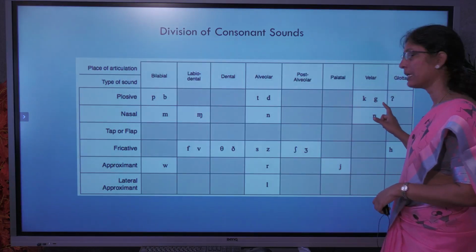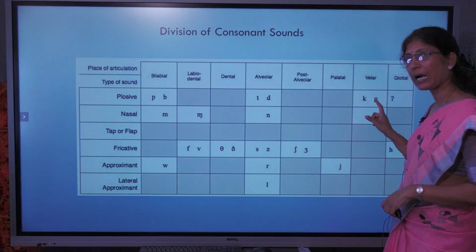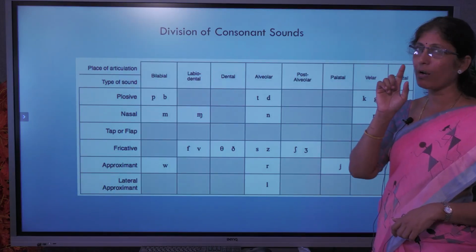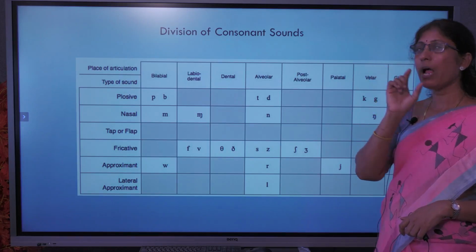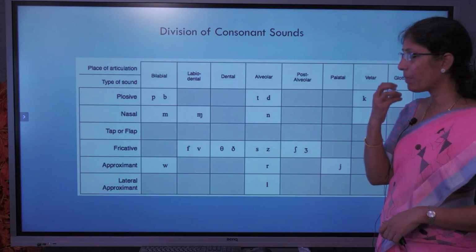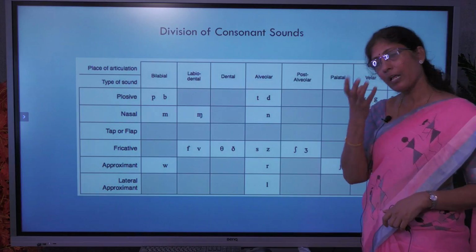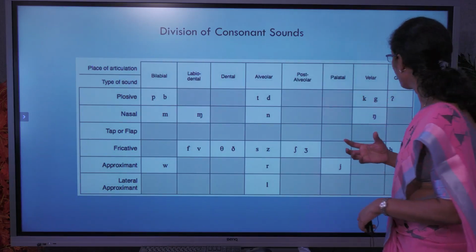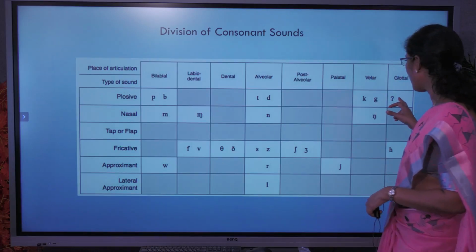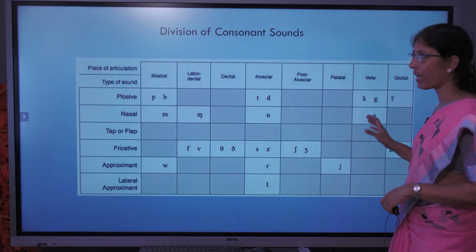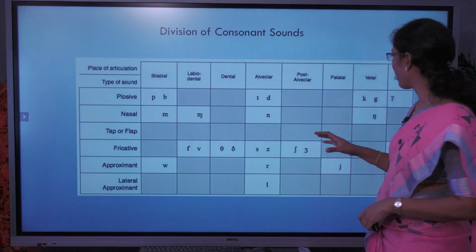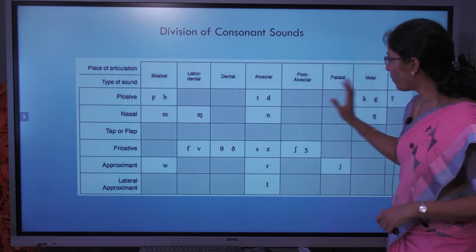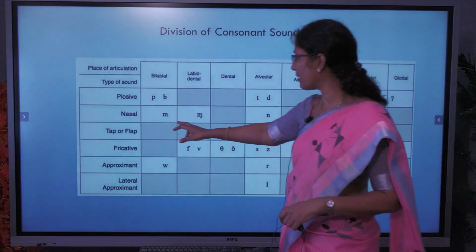K, g. So the back part of the tongue is touching the back part of the mouth and obstructing the air. But the sound comes like an explosion, that's why it is a plosive. K, g. This sound, glottal, we don't use. So we are dealing with the IPA chart, International Phonetic Alphabet. This is glottal, but we are not using it. Okay, these are plosives. Next, nasal.